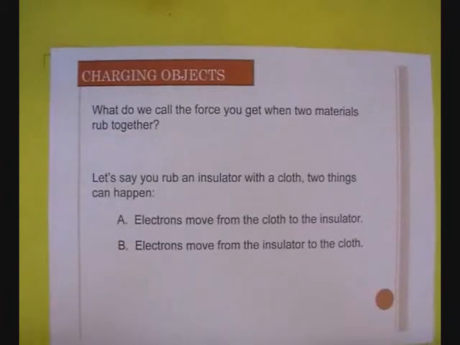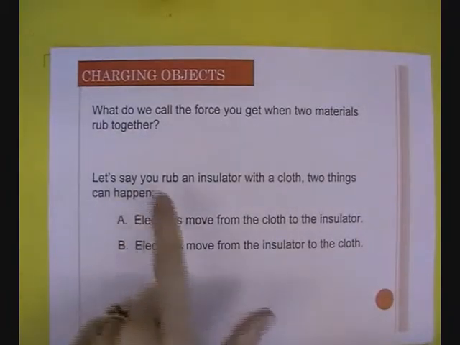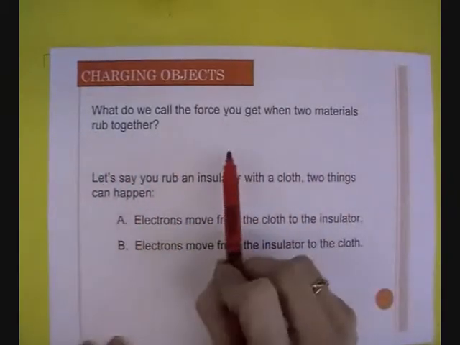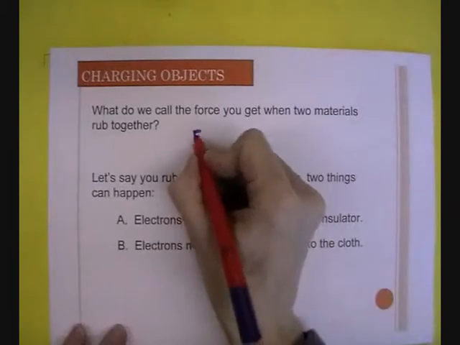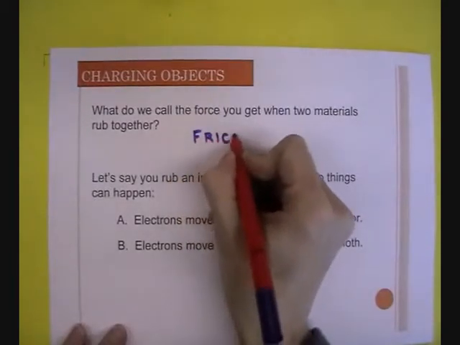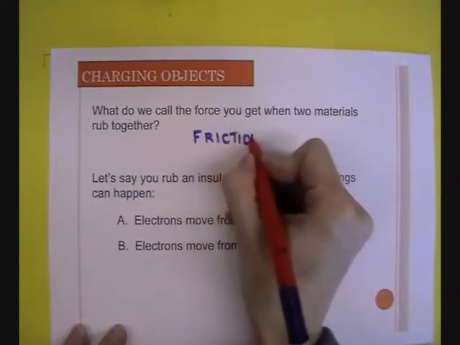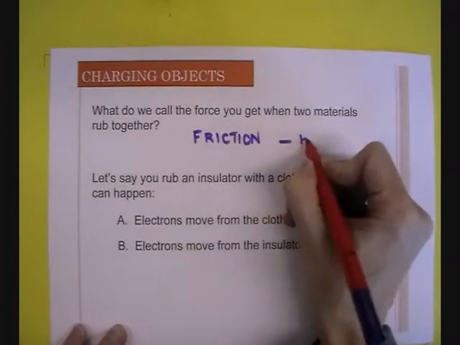Objects are charged whenever you rub two things together. So what do you call the force you get when two materials rub together? Hopefully you were saying the word friction. Now we know that friction causes heat.